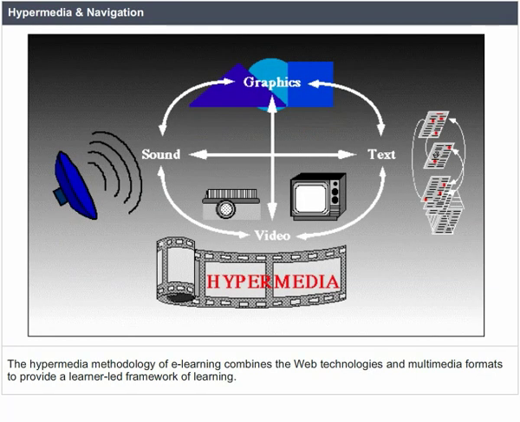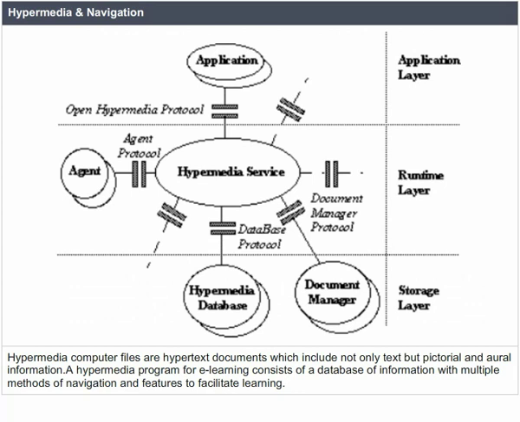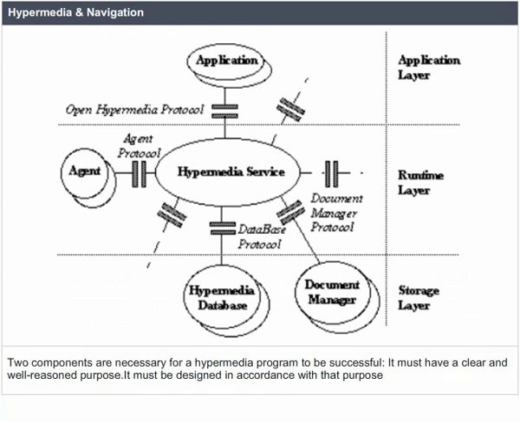Hypermedia and navigation. The hypermedia methodology of e-learning combines web technologies and multimedia formats to provide a learner-led framework of learning. Hypermedia computer files are hypertext documents which include not only text but pictorial and oral information. A hypermedia program for e-learning consists of a database of information with multiple methods of navigation and features to facilitate learning. Two components are necessary for a hypermedia program to be successful. It must have a clear and well-reasoned purpose. It must be designed in accordance with that purpose.